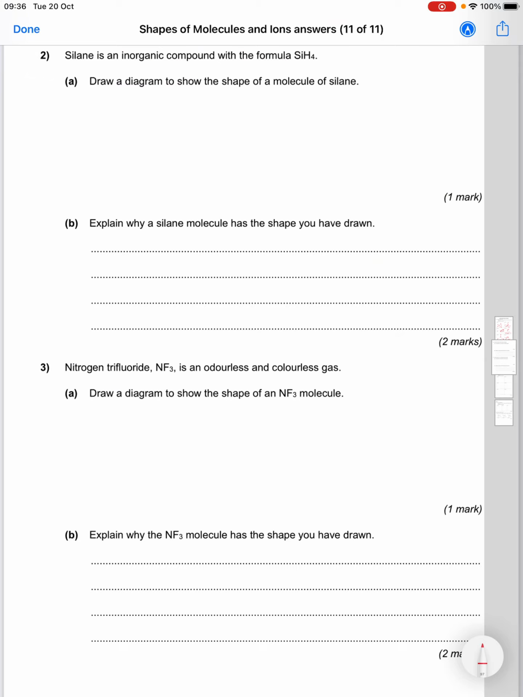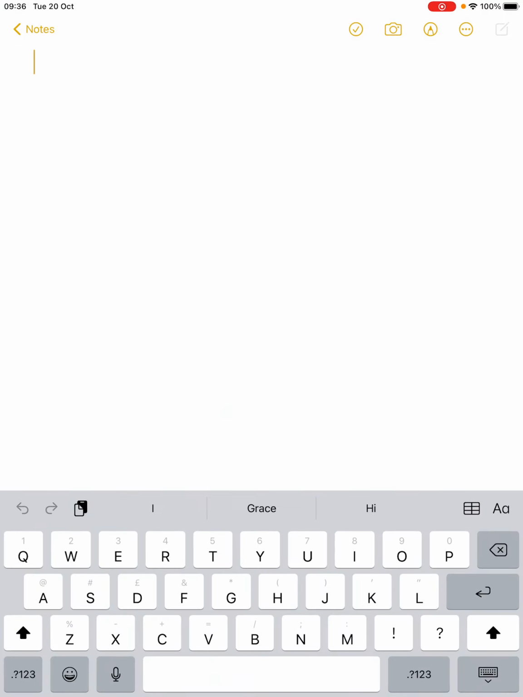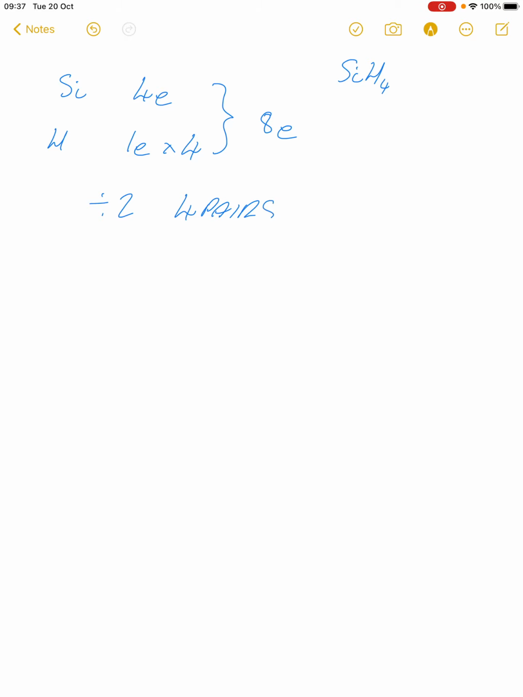So silane, SiH4. So again, just going to work each of these out until we kind of get the hang of it. Silicon is in group 4, has 4 electrons in its outer shell. Hydrogen can form 1 covalent bond each, and there's 4 of them because it's SiH4. That gives me 8. Divided by 2, that's 4 pairs.